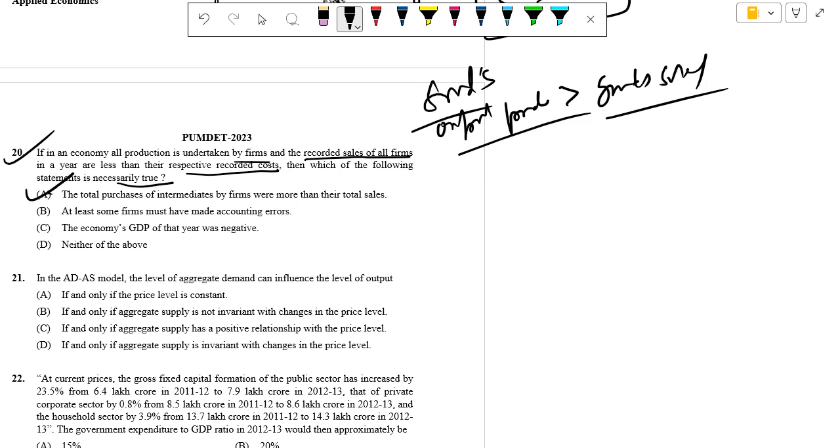And at least some firm must have made accounting errors. This statement is not necessarily true, because it is possible that some firms made accounting errors, but it is not possible that the entire economy is every firm. Third is the economy's GDP is negative. This statement is necessarily not true. So obviously we can go for option number A.